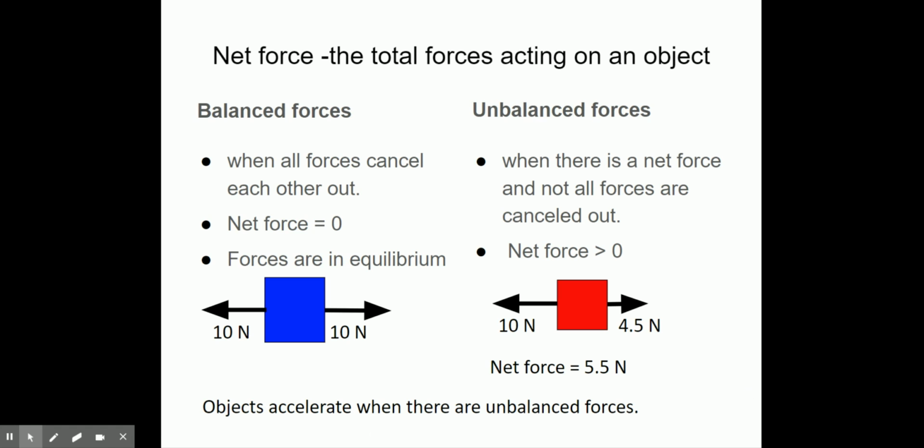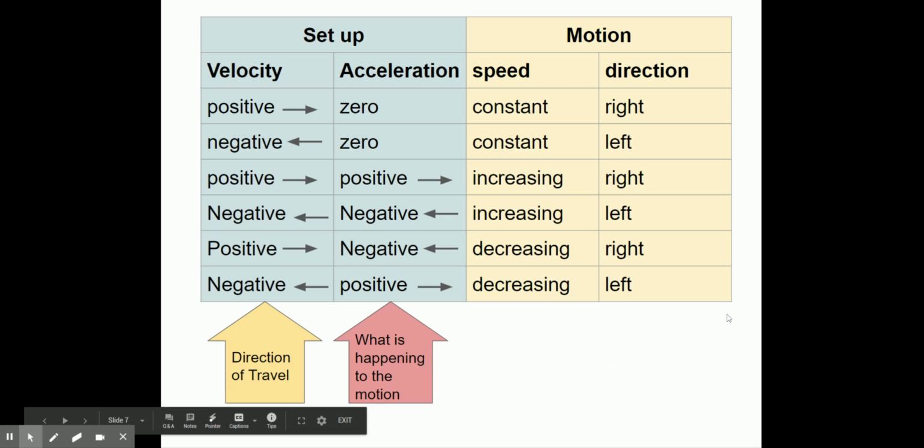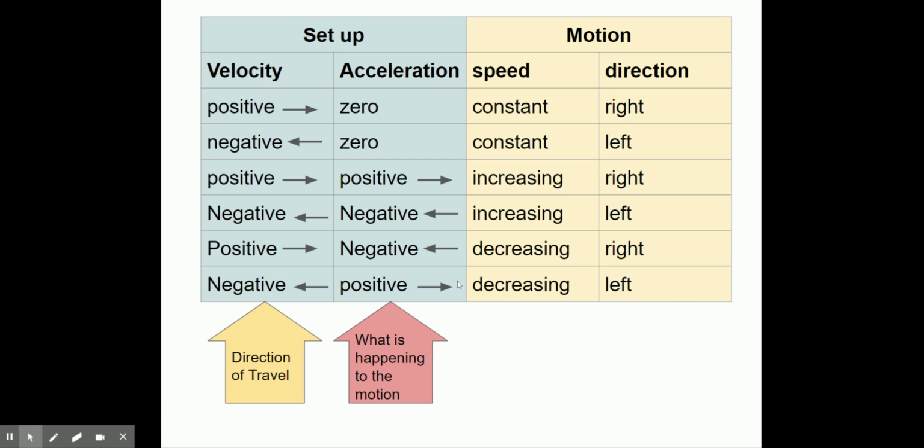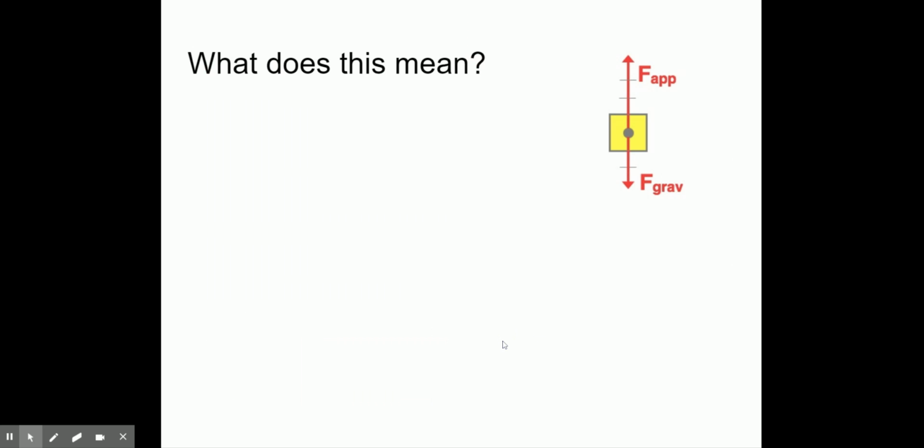The thing about net forces is that for an object to accelerate, there needs to be a net force. So we can actually look at this and change it from velocity and acceleration to velocity and forces, because the forces are actually what causes the acceleration. So the direction of the force tells us the direction of the acceleration. So what does this mean?